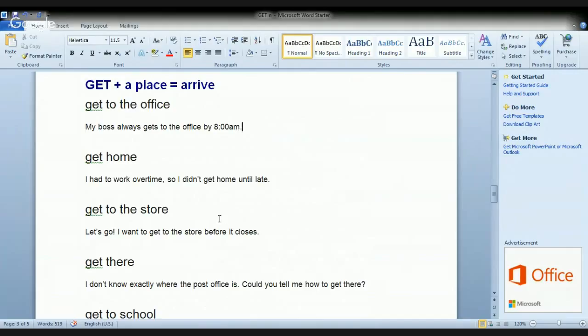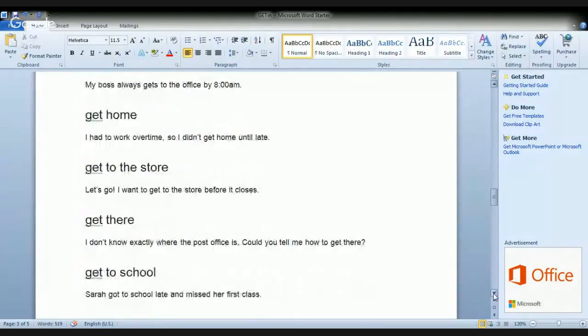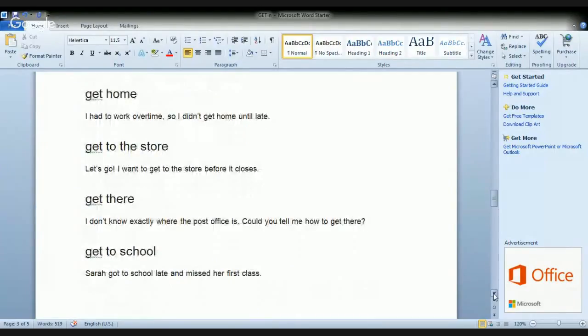Get to the store is the next example here. It says, let's go. I want to get to the store before it closes. So I want to arrive to the store. I want to be able to go and buy some things. Okay, great. Any questions with this so far? I do have some more examples.